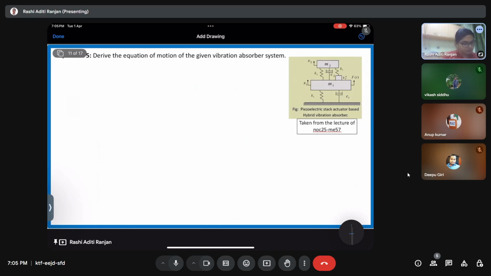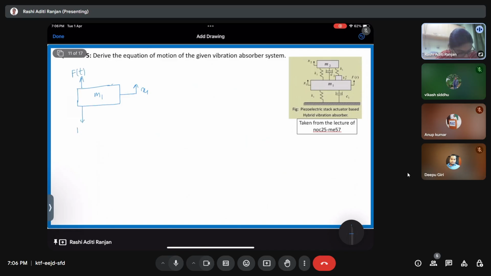Now we'll try to derive the equation of motion. Again, we'll just apply the force balance method. So we have M1, we have X1, and then we have a force F of t.